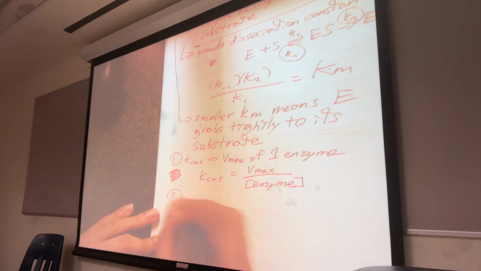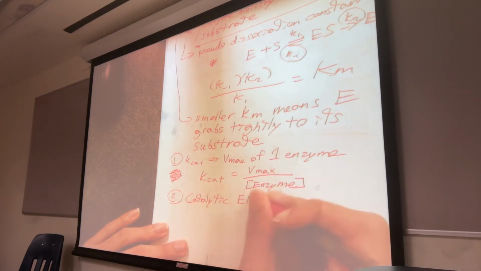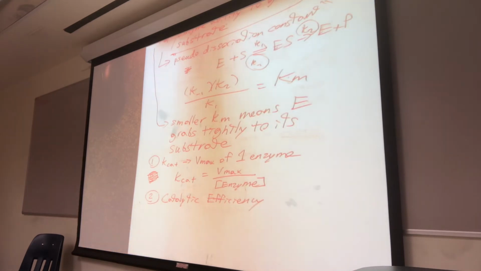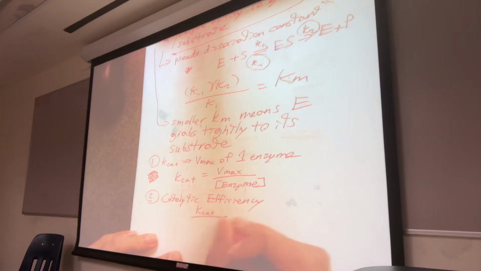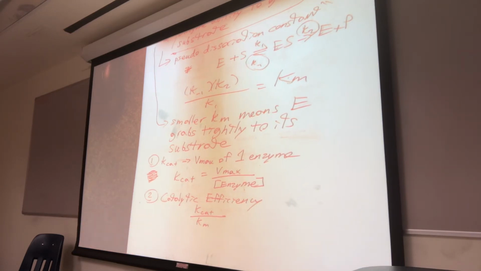The other formula we need in terms of this extra stuff is catalytic efficiency. Catalytic efficiency is simply calculated as Kcat over Km. That's all it is. Catalytic efficiency is Kcat over Km.